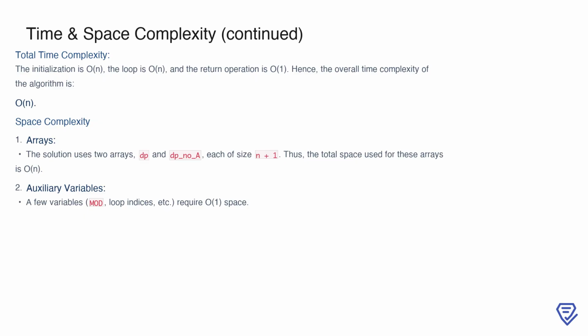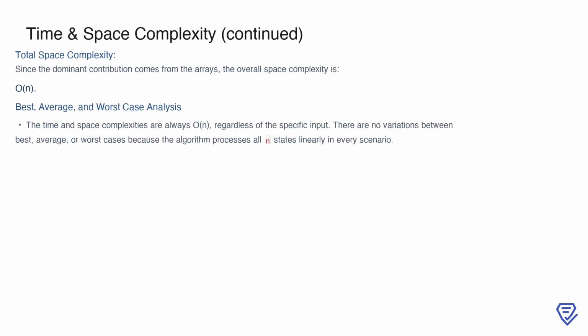Next, we look at the space complexity. The two primary contributors are the arrays dp and dp_no_a. Since each of these arrays has a size of n+1, the total space required for them is O(n). Additionally, we use a few auxiliary variables, such as mod and loop indices, which collectively require constant space, or O(1). Since the arrays dominate the space usage, the overall space complexity is O(n). To summarize, it is O(n), driven by the space required for the dp and dp_no_a arrays.